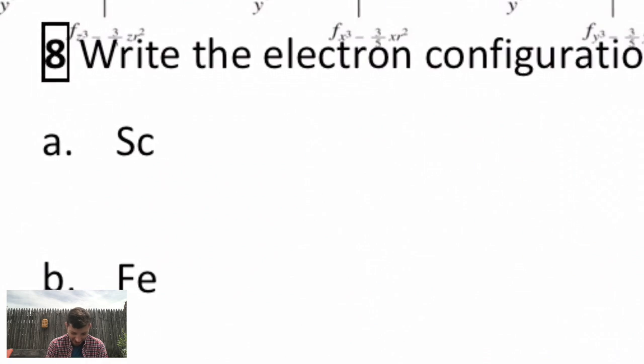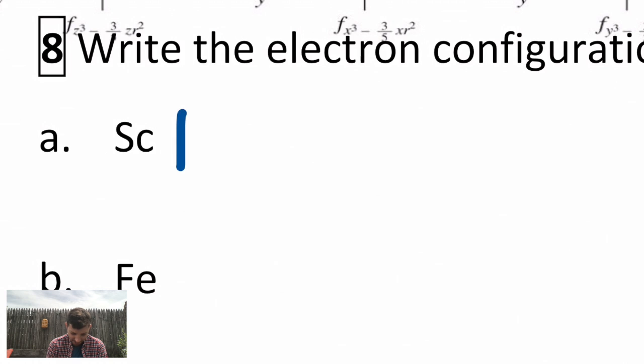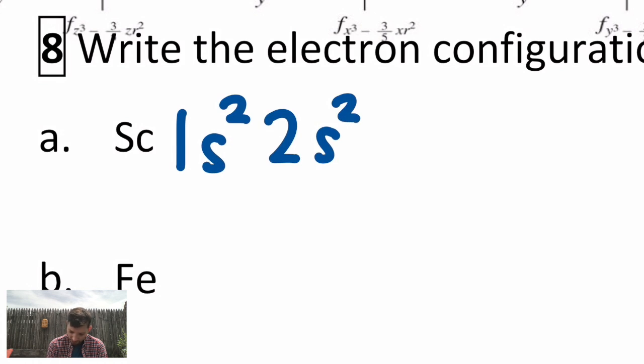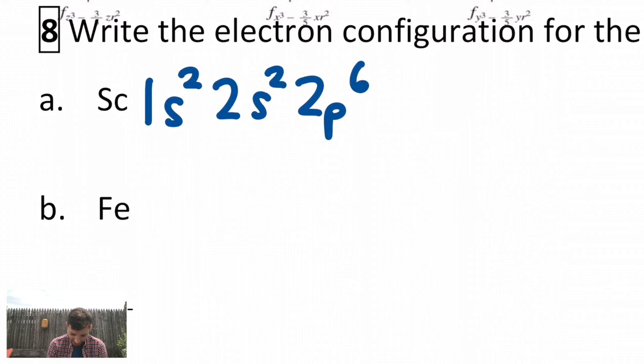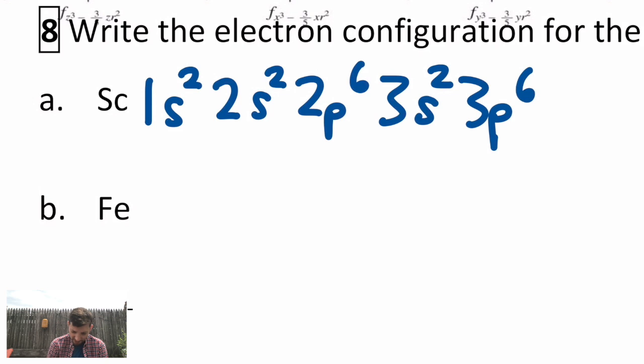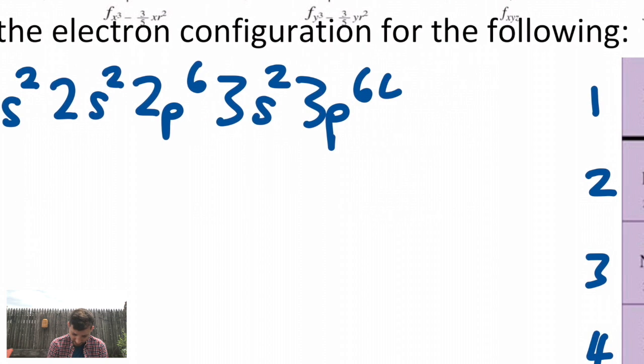So let's write that out. We had 1s2, 2s2, 2p6. I'm just looking at the periodic table as I write this down. Then we get to 3s2, 3p6, 4s2, and then 3d1.